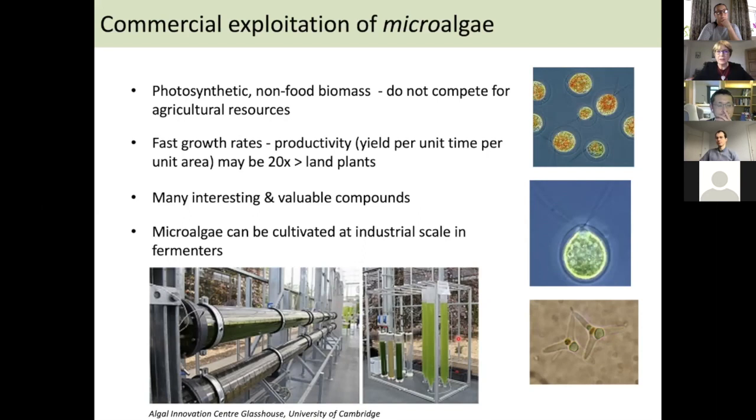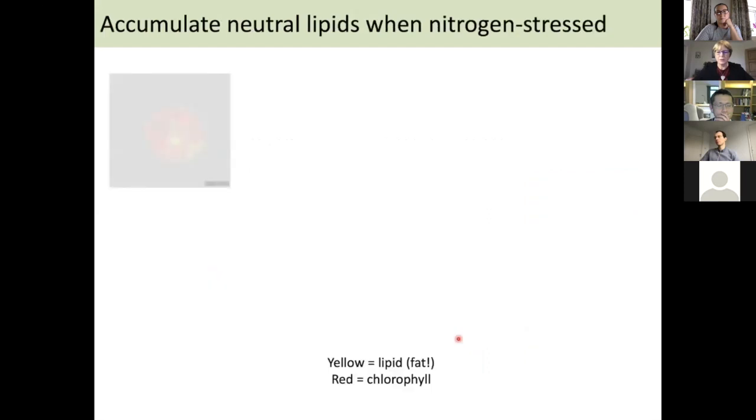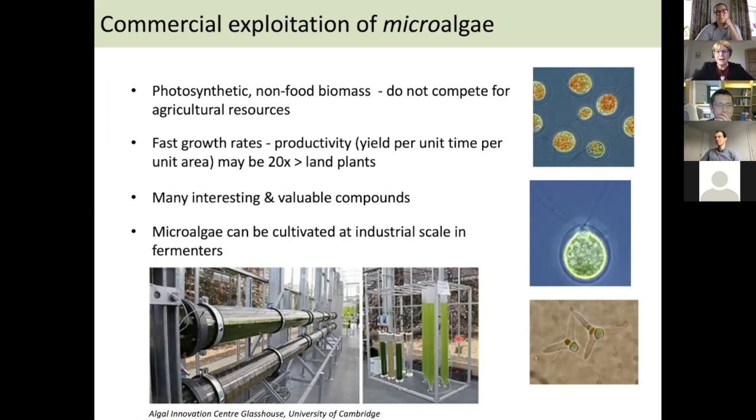Interestingly, it takes less water to cultivate these aquatic organisms than it does to grow land plants, because land plants need a supply of water continuously. Many microalgae have very fast growth rates, so their productivity can be 20 times that of land plants. And that's because the material that you might want to harvest is the entire cell as opposed to one part of the plant.